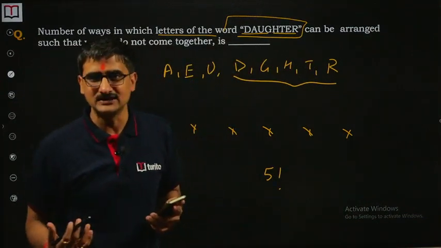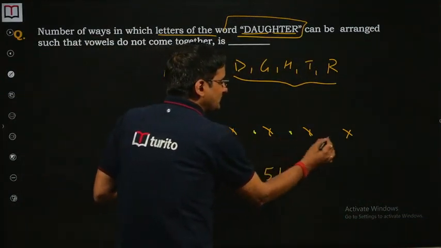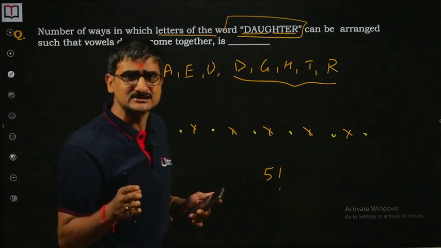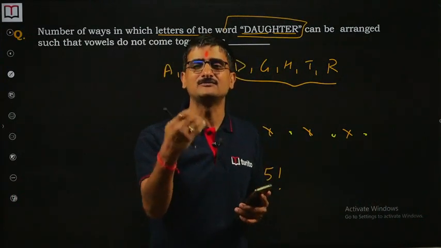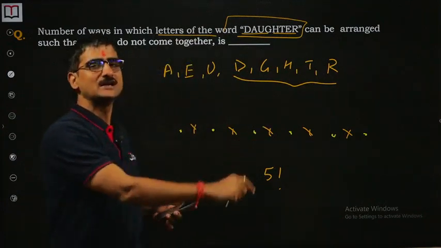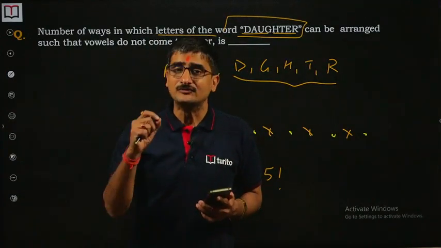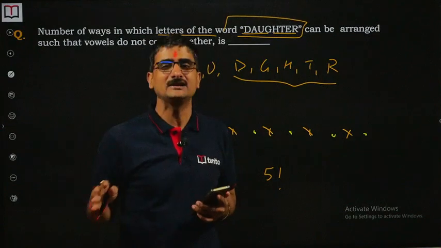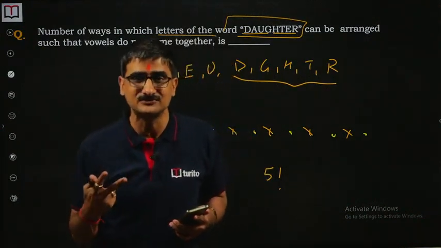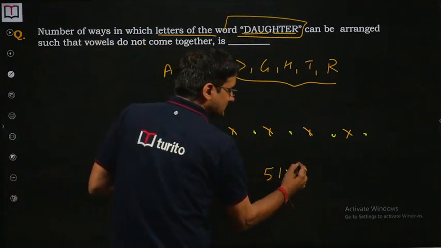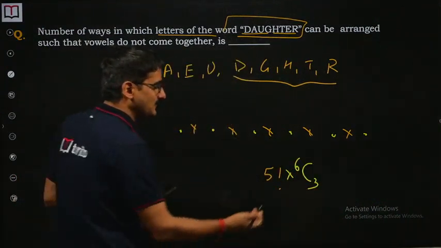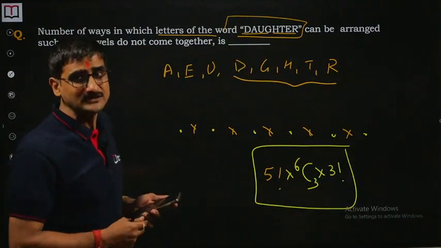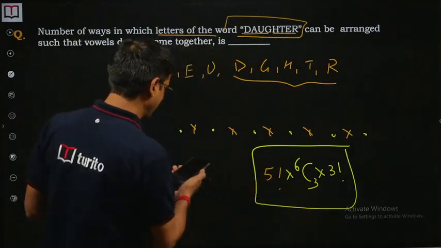How many gaps do we get? We get 4 gaps between them and 2 at the corners. The total number of gaps is 6. In these 6, you have to select 3 gaps and put 3 vowels. Of course, you select any 3 gaps out of these 6 gaps and put a vowel in each. You won't have 2 vowels together because between any 2 gaps there is a consonant. In how many ways can you select 3 gaps? In 6C3 ways, and then arranging 3 vowels in 3 slots is 3 factorial ways. So that's the answer for the second one.